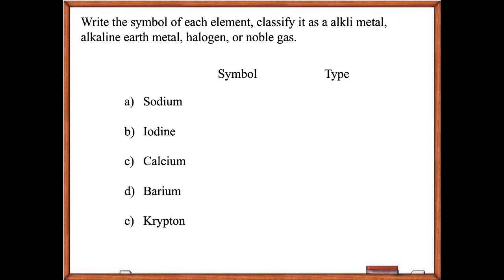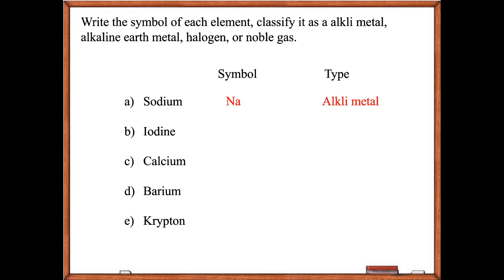Let's look at this one. The first one, sodium. What's our chemical symbol for sodium? Well, it's Na, of course. And what type is this? Either alkali metal, alkaline earth metal, halogen, or noble gas. If you find it on your periodic table, sodium is going to be in group 1 or group 1A. So that's of course an alkali metal.